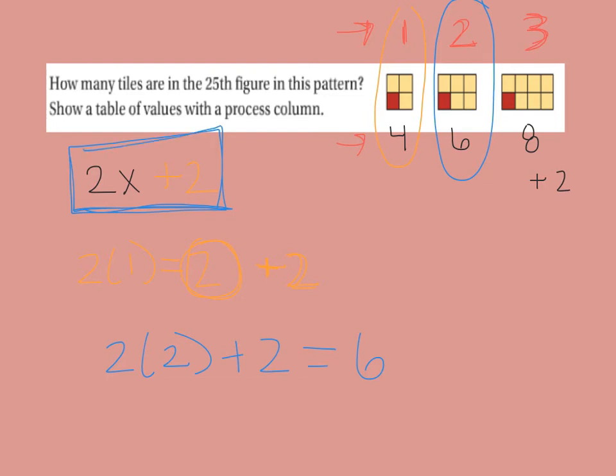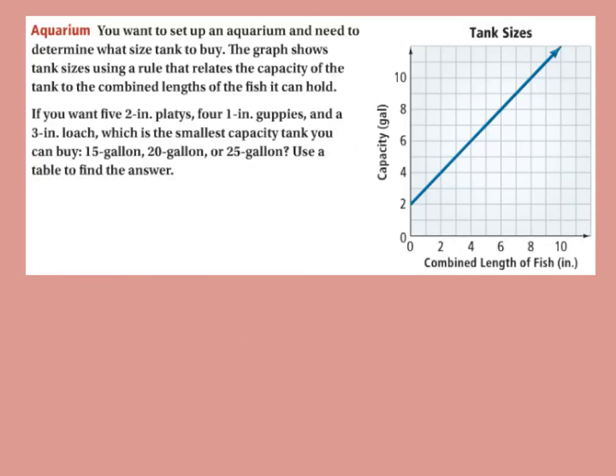So now the question asks, how many tiles are in the 25th figure? The 25th figure, that's where my x goes. So I'm going to have 2 times 25, so that's like 2 quarters. So that'd be 52 tiles. Word problem. Here's a word problem. Push pause to read it.